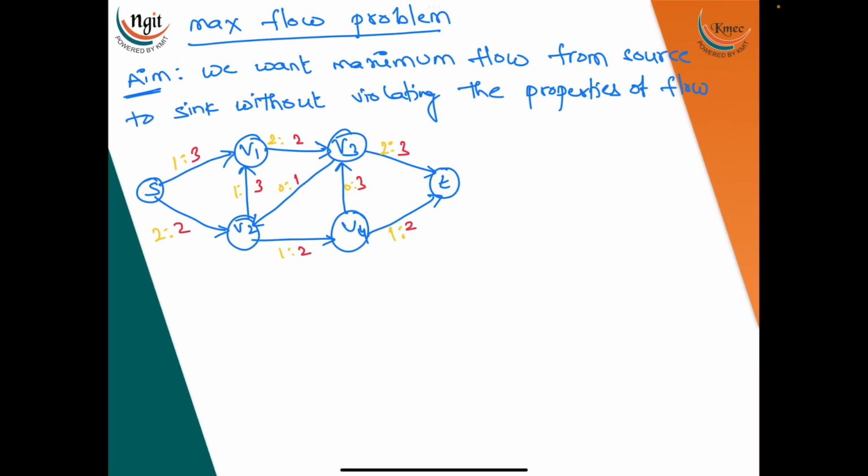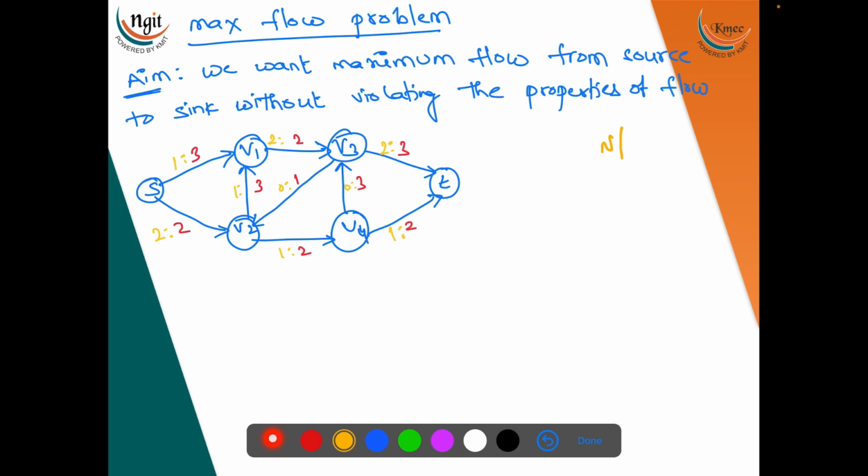Right. Hello everyone. So this video is the continuation of the previous video. In the previous video, we discussed what a network flow is, the capacity of the network flow, and the current flow of the network flow. So these are the two things we defined in the previous video.